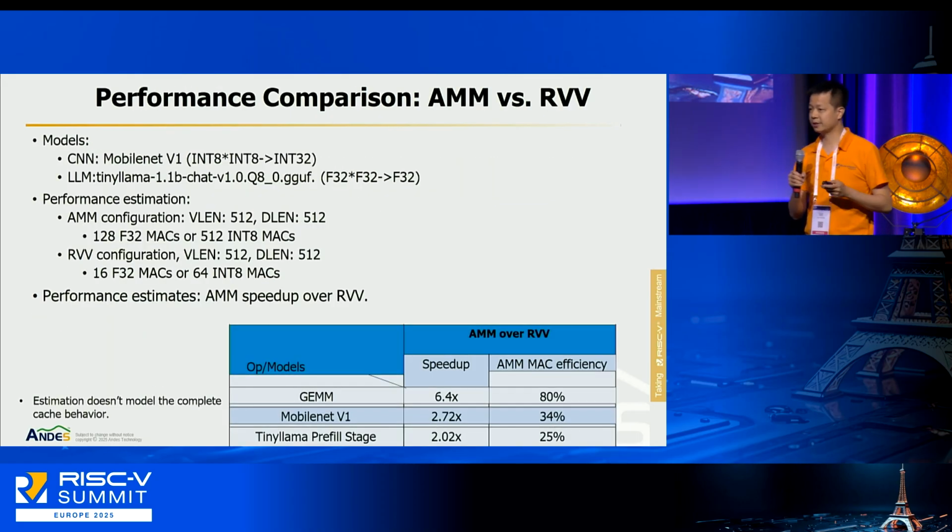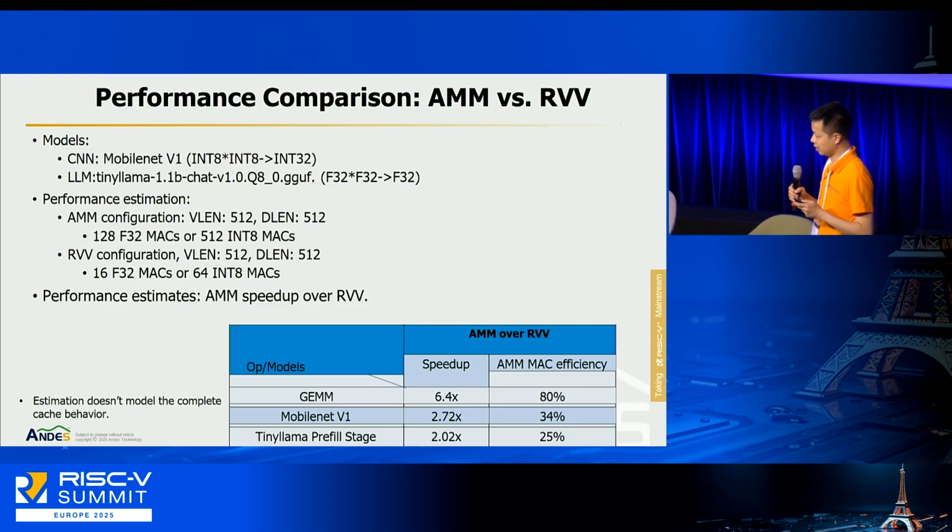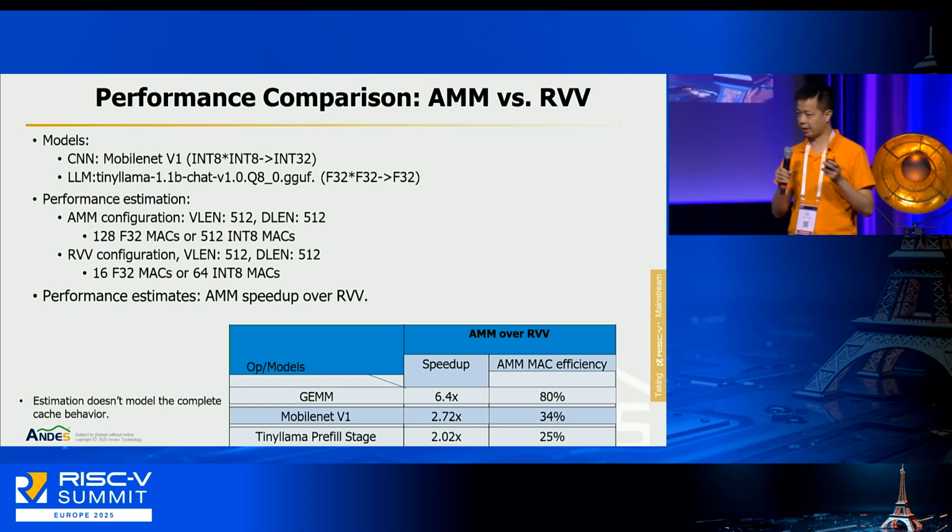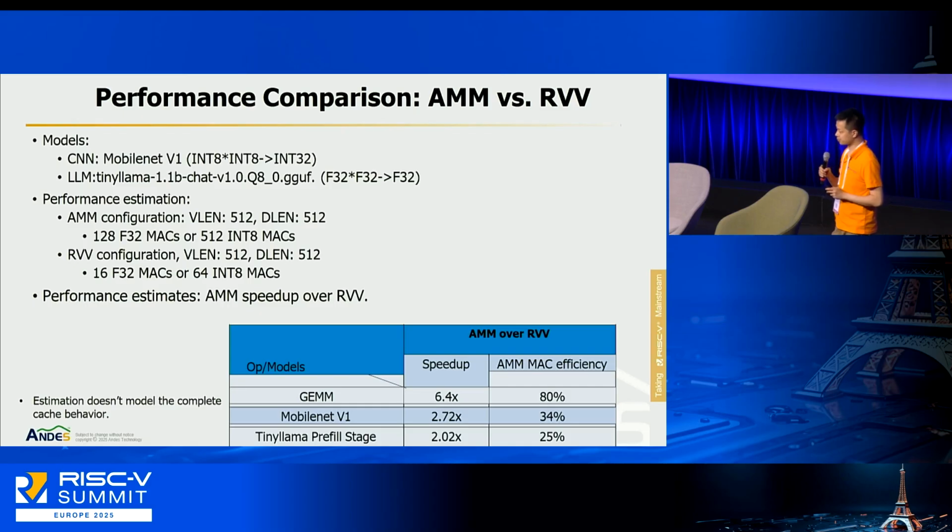So, performance comparison, AMM versus RISC-V. We have evaluated two models, MobileNet V1 with int8 to int32 computation, and TinyLlama 1.1B with 8-bit quantization, where the weights are dequantized back to F32 at runtime. For the hardware configurations, both AMM and RISC-V have a VLEN of 512, but AMM has 8 times more MACs than RISC-V. So the table shows the AMM performance speed-up estimates over RISC-V.